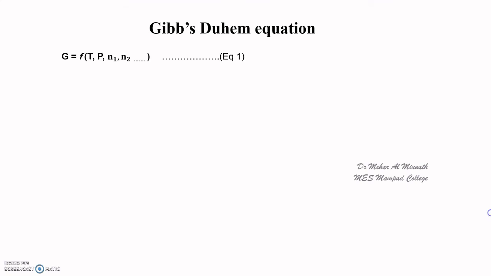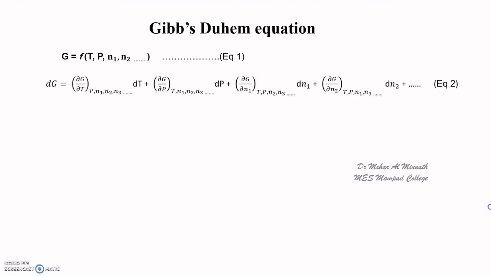Now we have this equation, almost we'll be repeating again what we had done earlier. That is, G, the Gibbs free energy, will be a function of temperature, pressure and the number of moles of every component. And the change in Gibbs free energy with respect to each factor can be written like this. We have written it earlier. We have discussed this earlier.